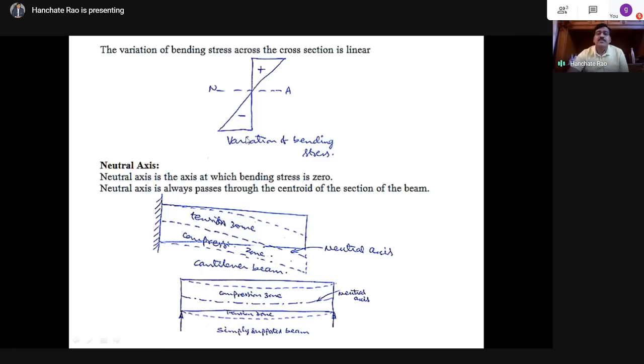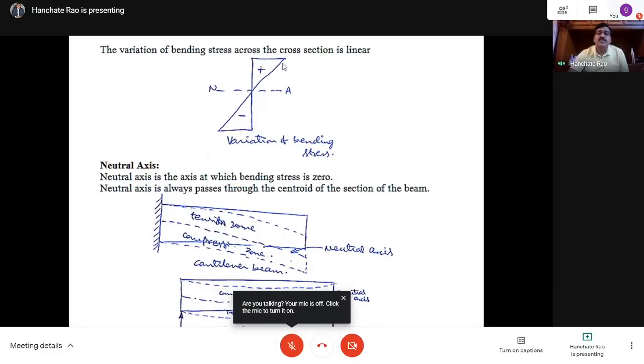That's it. What you have to remember here is that the stress distribution is a straight line. It changes sign at the neutral axis. So this is the variation of the bending stress. Just the same is the variation of the bending strain also. This is the depth of the beam. Across the depth of the beam, the strain also varies linearly.